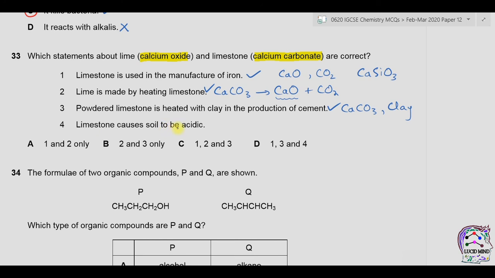4. Limestone causes soil to be acidic. When limestone reacts with water, it forms calcium hydroxide, and because of the presence of calcium hydroxide, the soil becomes basic. So this is incorrect. So options 1, 2 and 3 are correct. So therefore answer is C.